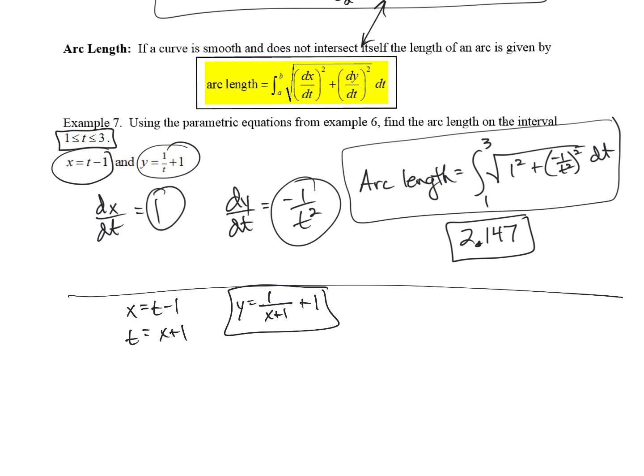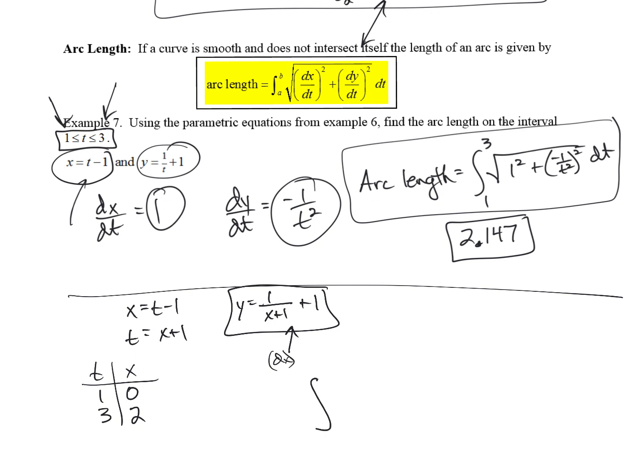But then I'd have to think, I'm going from 1 to 3 on this, so if t is at 1 and at 3, what would my new limits be? This is now with respect to x, so it'll be a dx on our integration. So I need to know what the x's would be. So I just go up to this equation here. I plug in the 1 for t and I get a 0 for x. Plug in the 3 for t, I get a 2 for x.